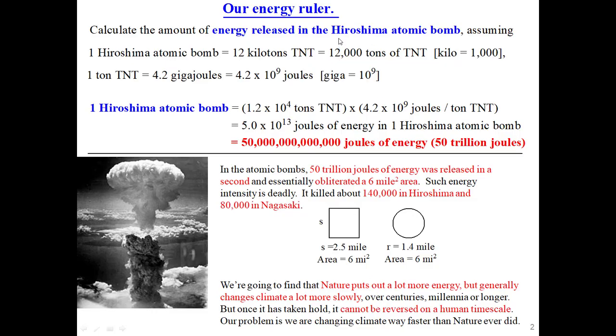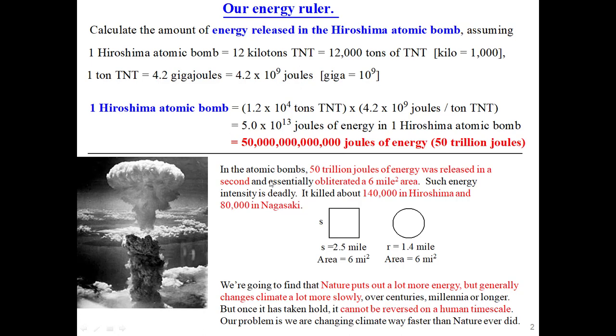Okay, first our energy ruler will be the Hiroshima atomic bomb. That has about 12,000 tons of TNT. TNT is for trinitrotoluene, a very explosive organic compound. Each ton of TNT has 4.2 gigajoules. Giga is a really big number, 10 to the ninth, which is a billion. So that's 4.2 billion joules. We have to multiply these two numbers together, and when we do, we get something that's almost not comprehensible to most people. We have here millions, then we got billions, and then we got trillions. So this is 50 trillion joules in this Hiroshima atomic bomb.